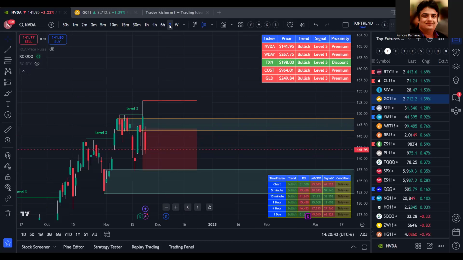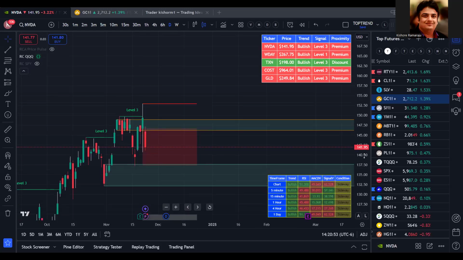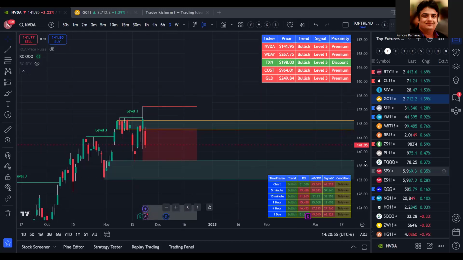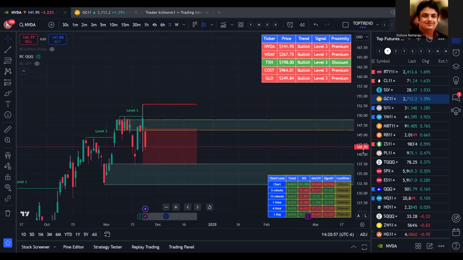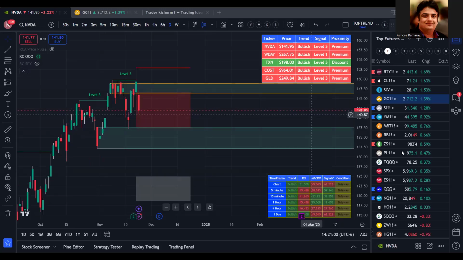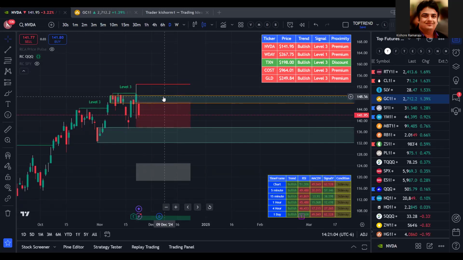You are in a daily time frame. Price went all the way to the top in the earnings. It came down, then it went a little bit up. So what do you think can happen now? By looking at this chart, do you think on Monday Nvidia can go down or can go up? This is where you have a lot of sell orders.